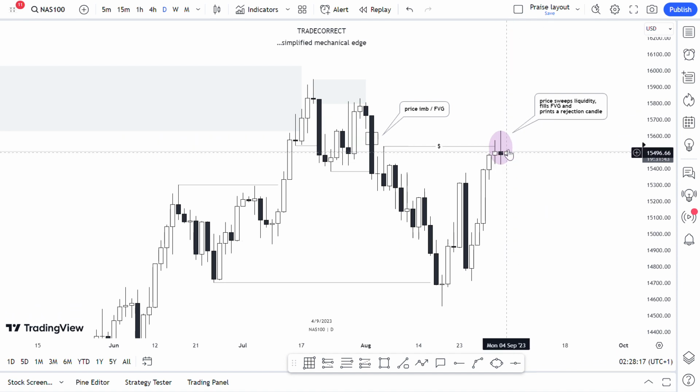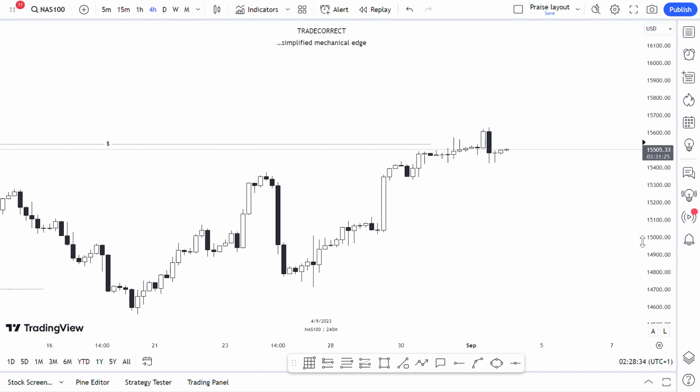Alright, what do I have here? Price swept liquidity, partially fills the fair value gap, and prints a rejection candle. Now, candlestick patterns is not something I do all the time, but on the higher time frame I look at what kind of candlestick was printed the day before. On the 4-hour chart, what do I have on the 4-hour chart?